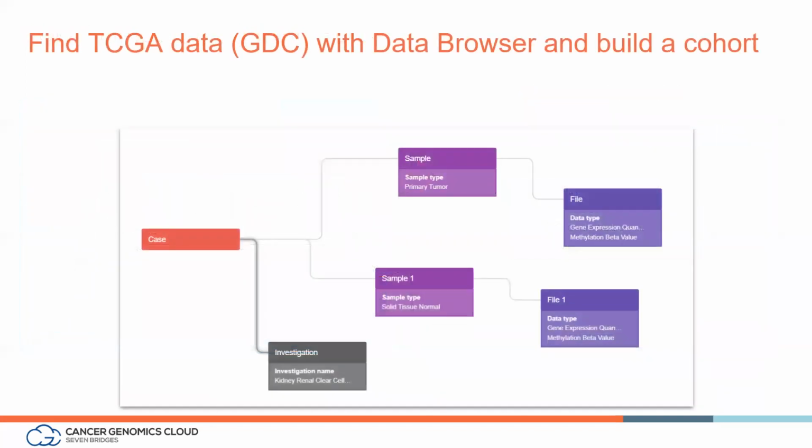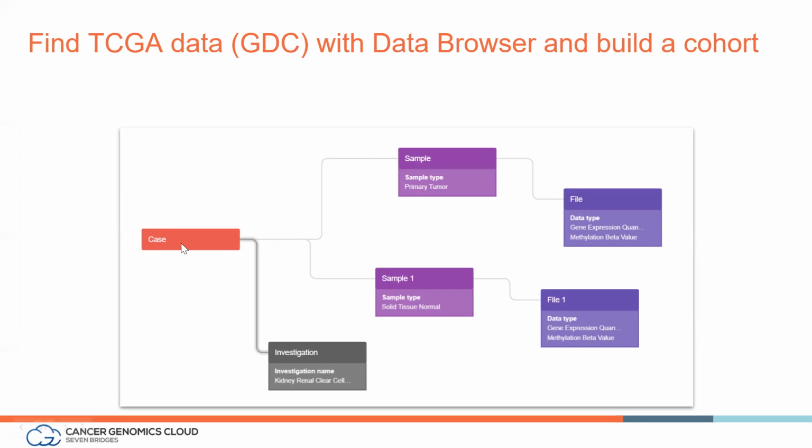Okay, some of you I noticed are TCGA researchers as well. So we have a great way to query the TCGA data, which is the Genomics Data Commons, on the Cancer Genomics Cloud using the data browser. So here's, and this one looks a little different.